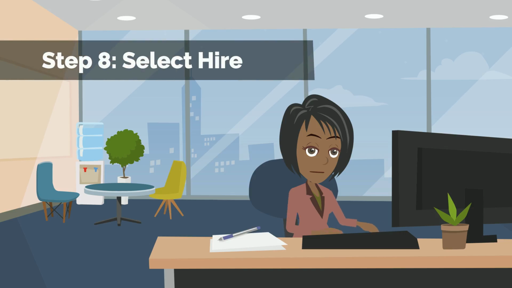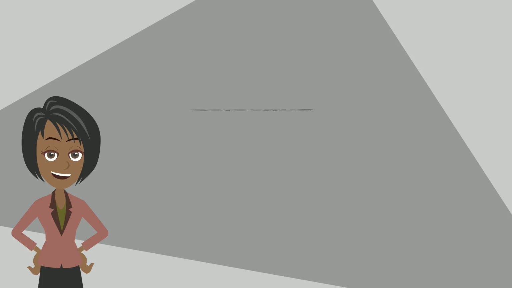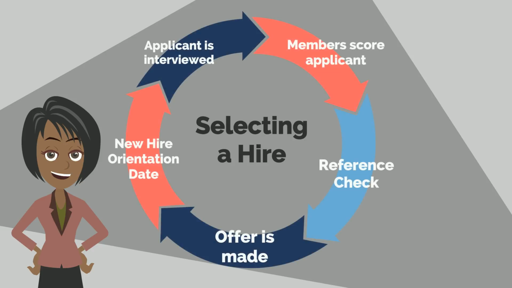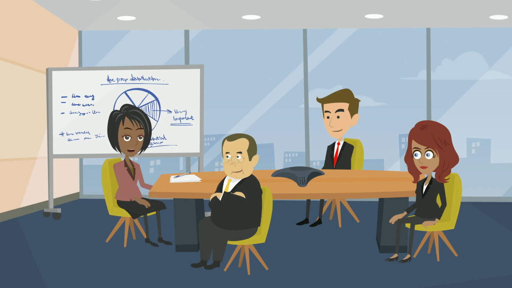Step 8. Select hire. When selecting a final applicant, it's important to have a hiring committee. Having a committee will assist in making the interview process very smooth. The members will evaluate each interviewee to determine if they are qualified for the position. Please note that documentation is vital in this part of recruiting. Proper documentation needs to reflect the decision of who is obtaining the job.